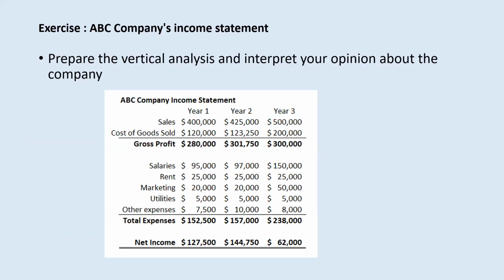So now I want you to prepare this ABC company's income statement and you have to interpret the reasons for the changes by using the vertical analysis of the income statement. So let's see the answer in the next slide.